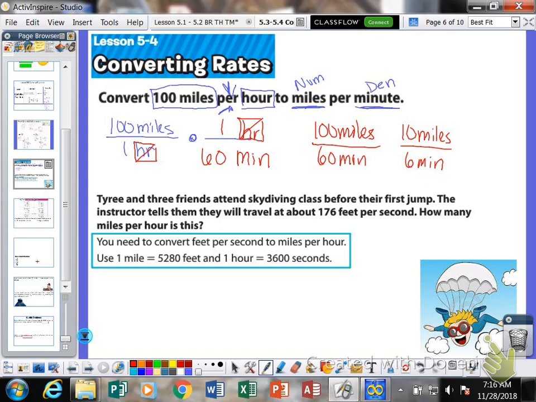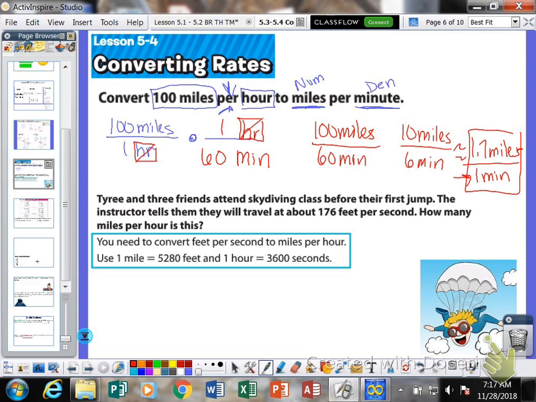Then you take 10 divided by 6, we can round this to about 1.7 miles per 1 minute. So we can go all the way down to a unit rate because there's a 1 in the denominator.